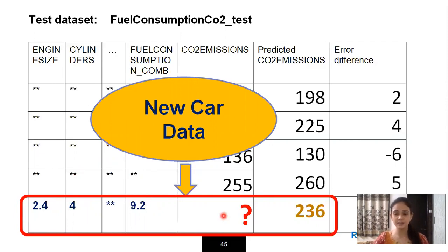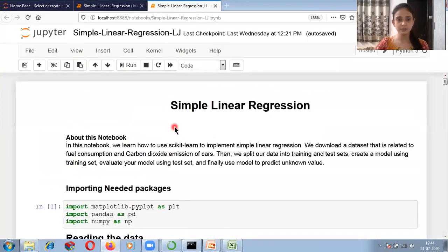As the pollution is increasing day by day, it is very necessary that you identify what carbon dioxide emissions there are in your car. So I'm getting the value as 236. Where does this value come from? It is the predicted value. This value is predicted by the linear regression model. So let's see the implementation part.